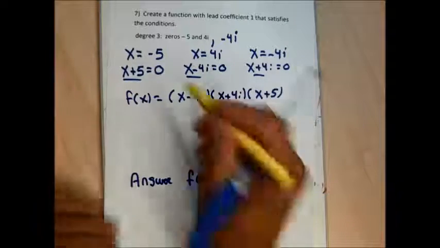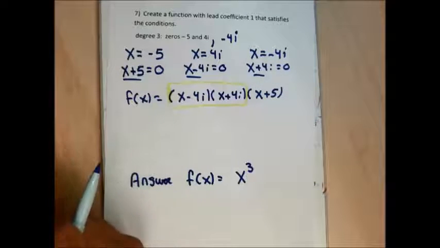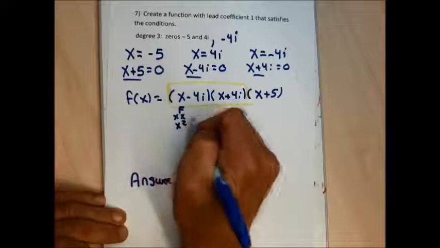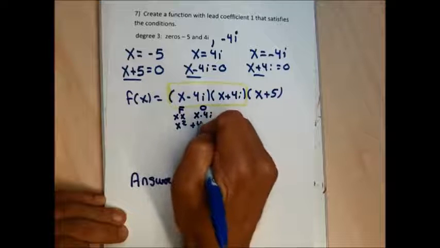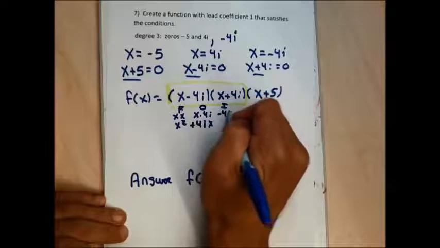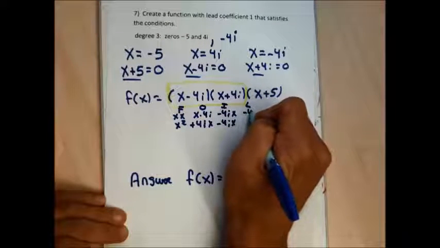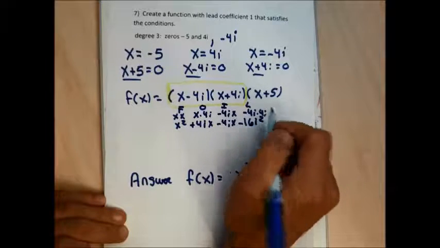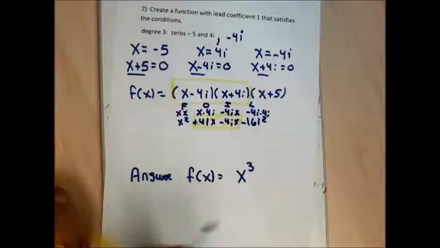First thing I'm going to do is FOIL these 2 and keep that x plus 5 just hanging for a bit. So for this one, the first are going to be x times x, which is x squared. The outers are x times 4i, which I'll write as plus 4ix. The inners are minus 4i times x. I'll write that as minus 4ix. And the last are minus 4i times positive 4i. That's minus 16i squared.